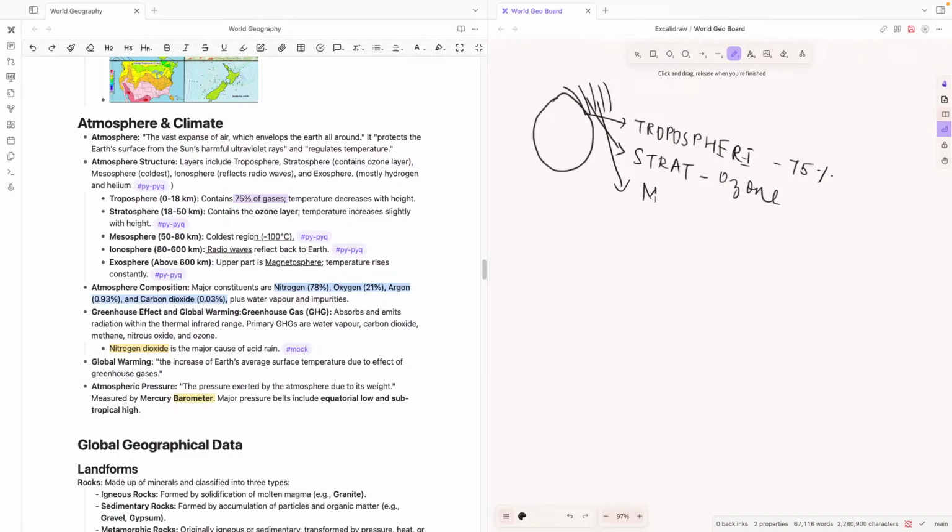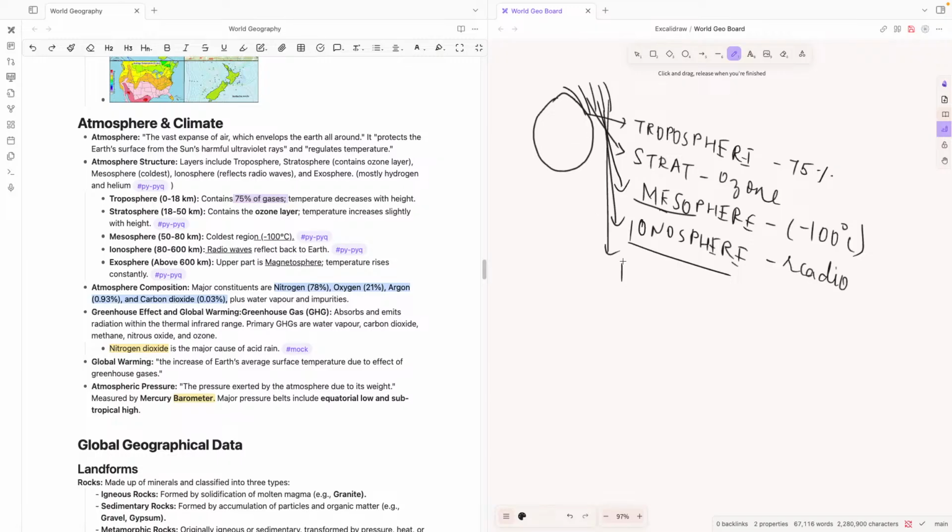And then we have the mesosphere. The word meso in itself means middle. Like when we come across paleo, meso and neo, meso is in the middle. The mesosphere is the coldest region, at around minus 100 degrees Celsius. And then we have the ionosphere. Like the name suggests, many free ions are present here, so it can be used for the transmission of radio waves.